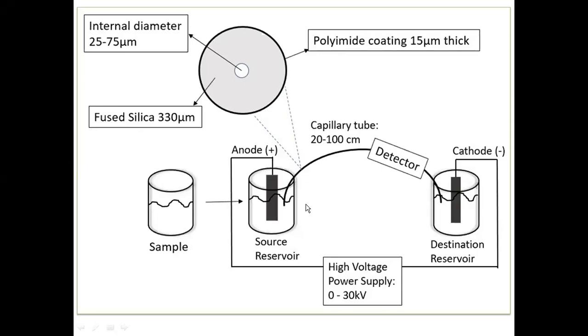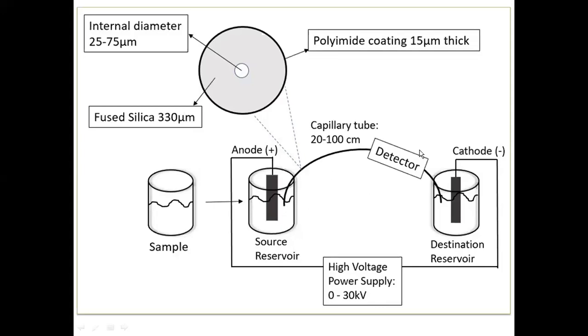So the capillary tube is immersed into the source reservoir and the destination reservoir. One end of the capillary tube is connected to the source reservoir along with the anode, and the other terminal of the capillary tube has been immersed into the destination reservoir. Now both the electrodes have been connected to the high voltage power supply device ranging from 0 to 30 kilovolts. 0 to 30 kilovolts is the commonly employable potential difference. So once the sample is introduced, under the influence of the applied electric field, the solutes present in the sample will start to migrate, particularly the cations.